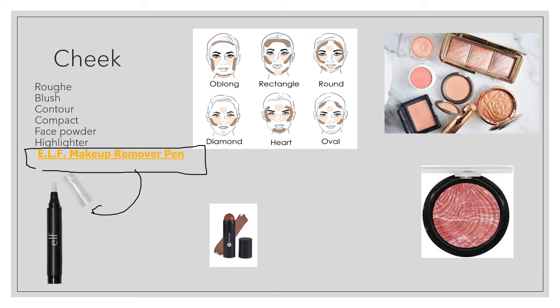Blush is again the same purpose. It makes your skin look very red. The contour is very, very important, because it depends upon your face, the type of face that you have. Is it oblong, rectangle, round, diamond, heart, or oval shape? So that is very important.